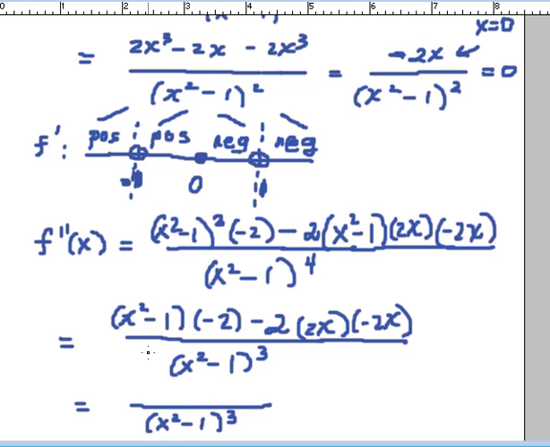Okay, so here we have, this simplifies. Here we have a minus 2x squared, and here we have a positive 8x squared, so that gives us a 6x squared, and here we have a plus 2. 6x squared plus 2. Notice this is never 0.